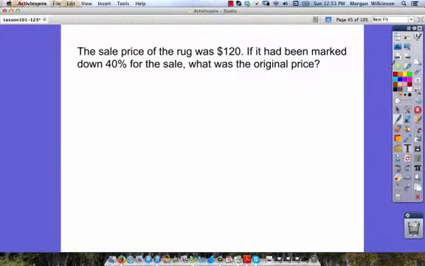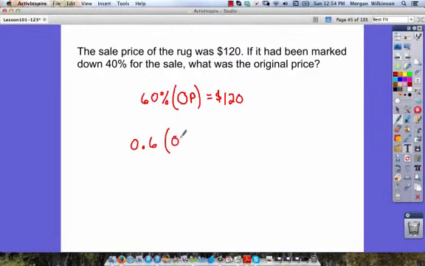The sale price of the rug was $120. If it had been marked down 40% for the sale, what was the original price? So in order to do this problem, if it was marked down 40%, what that means is the original price, we'll call that OP for our original price, we need to find 60% of the original price because it had been marked down 40%. And 40 taken away from 100 is 60. So 60% of the original price is going to be equal to $120, because that's how much the sale was. So 60%, let's change that to 0.6 times our original price is equal to $120.